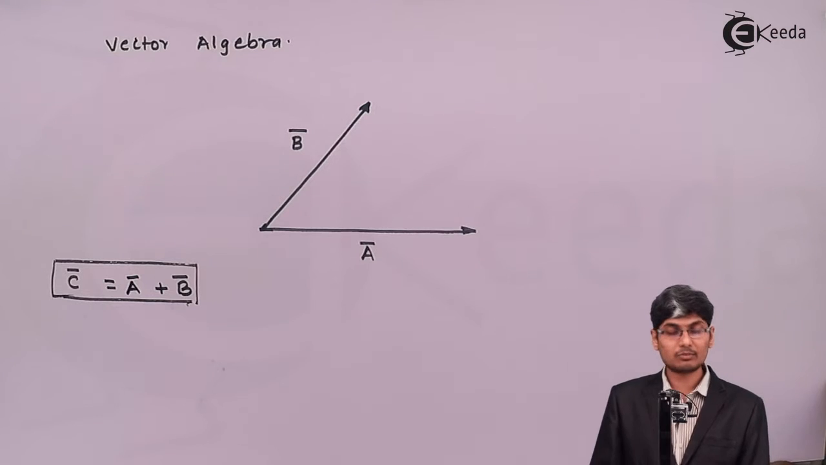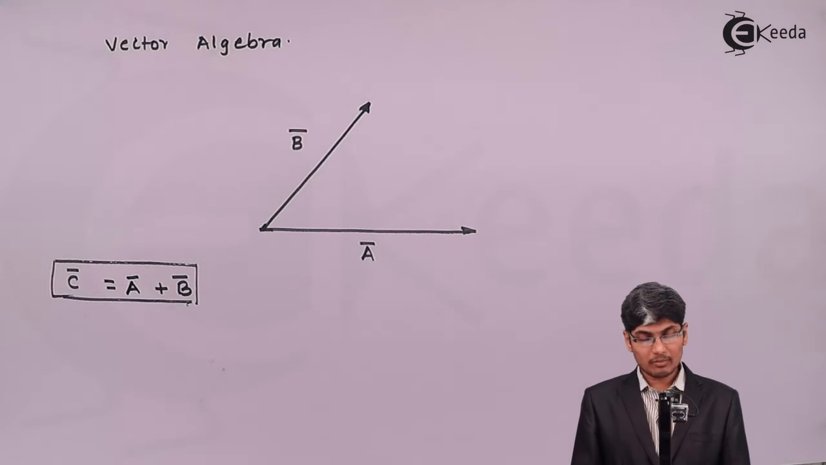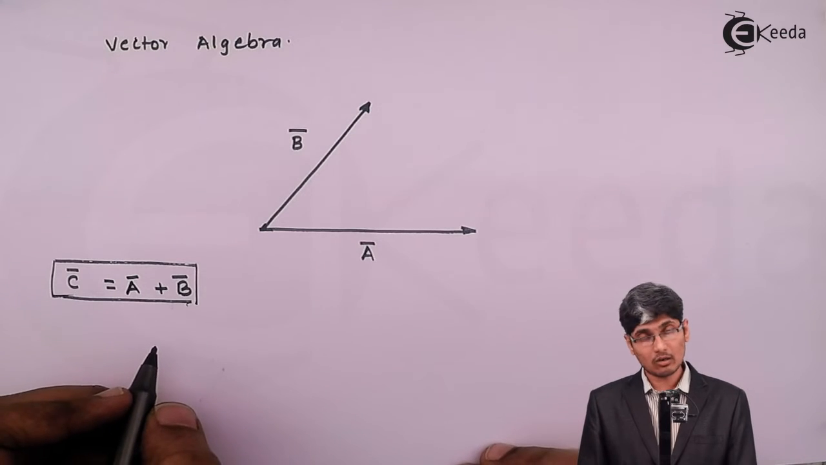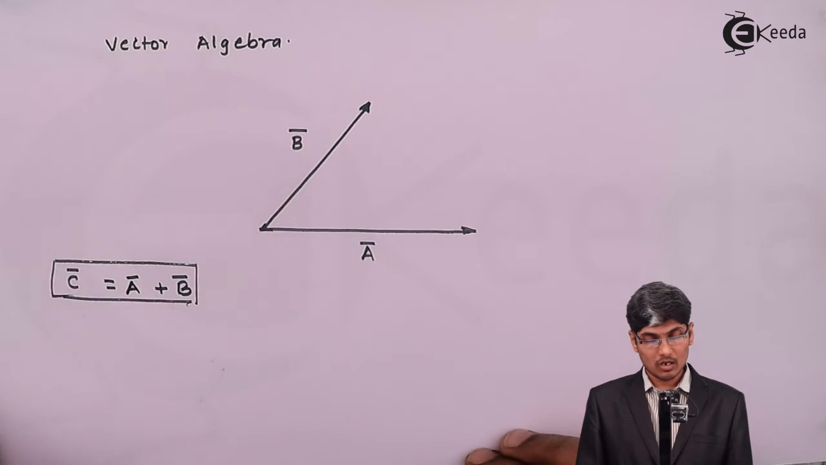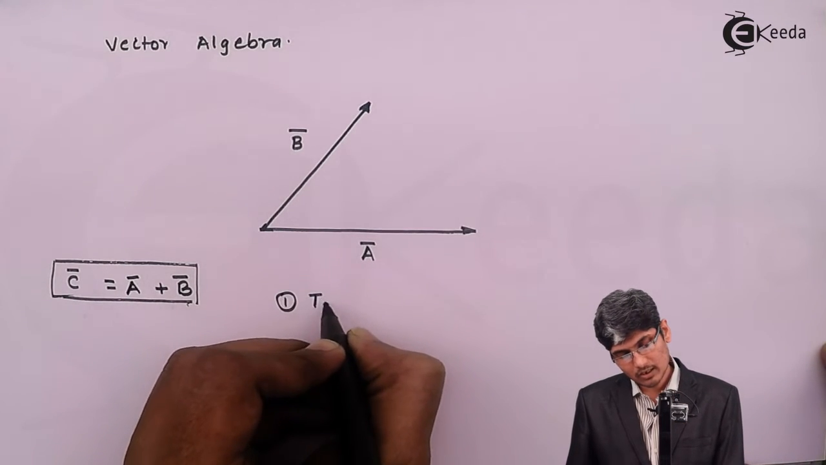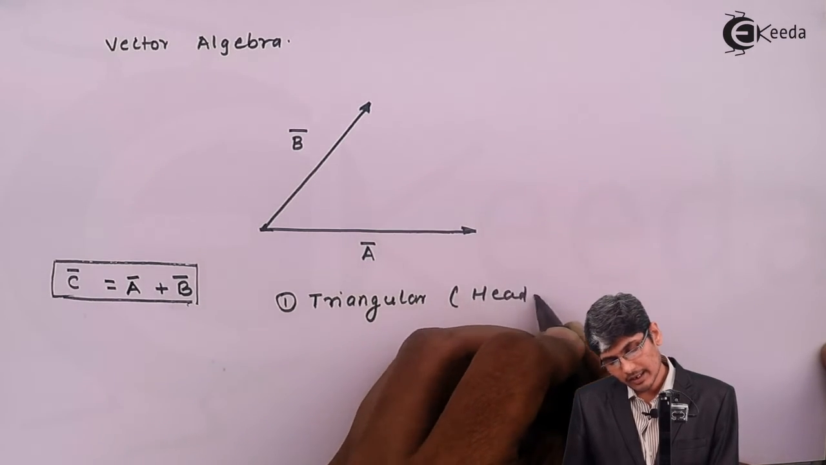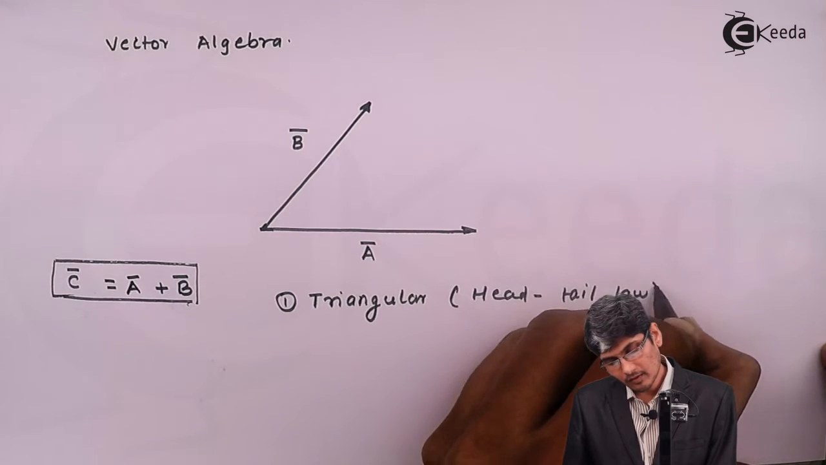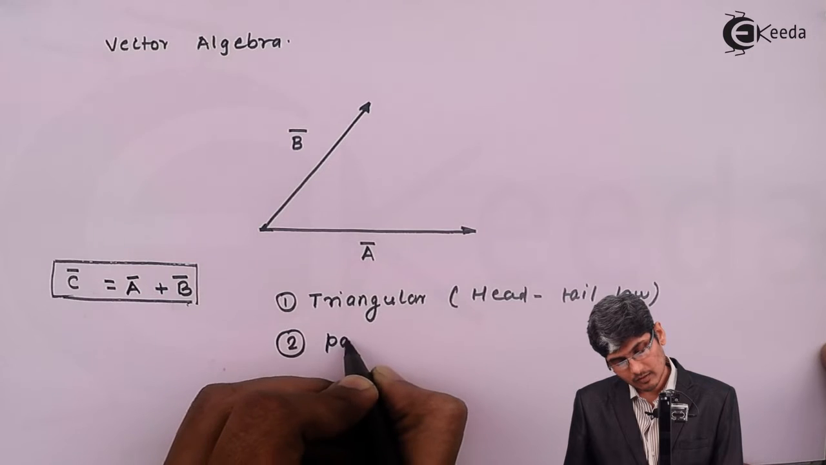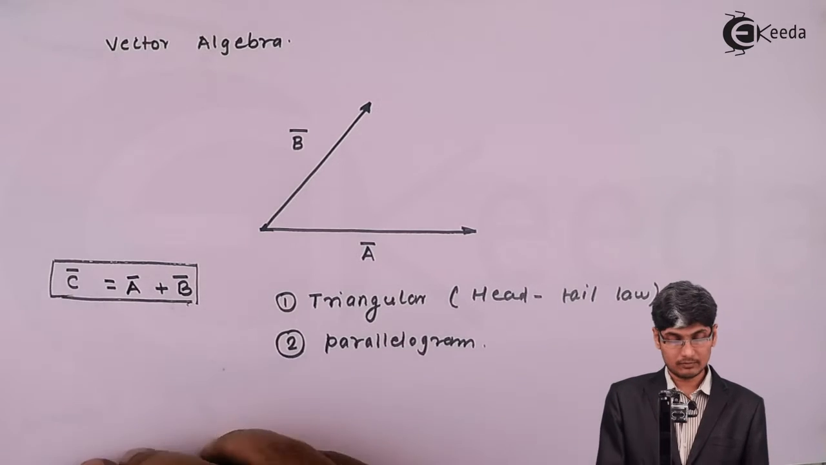So in vector algebra, the first problem we take is, if I have two vectors and want to add them, how will I add them? There are basically two rules to add these vectors. One is called the triangle law or head-tail law, and the other is called the parallelogram law. Let us understand these. The first law is the triangular law, also called the head-tail law, and the second one is the parallelogram law.